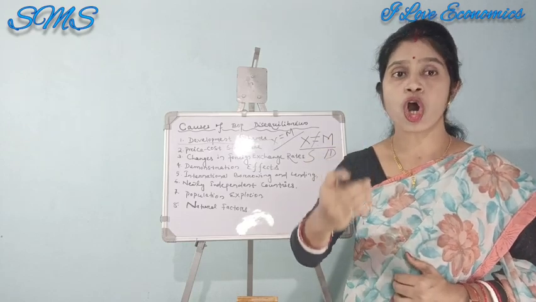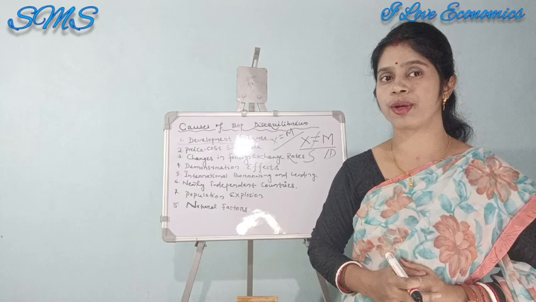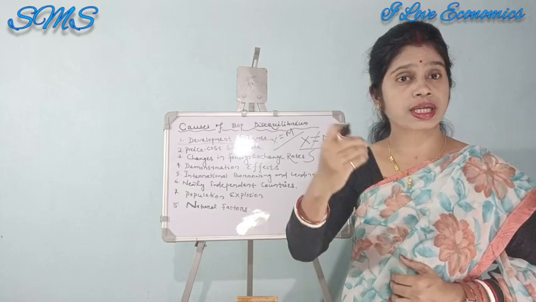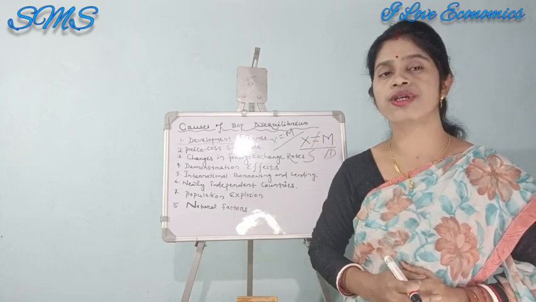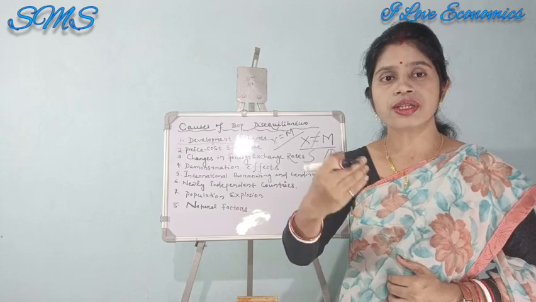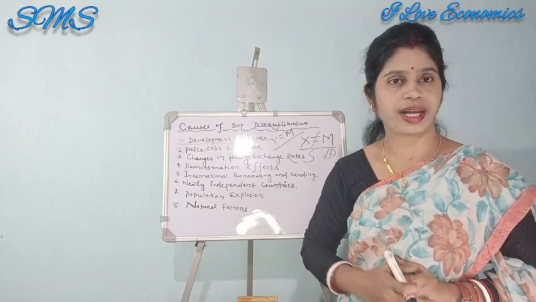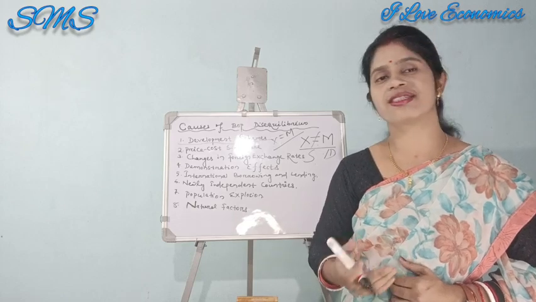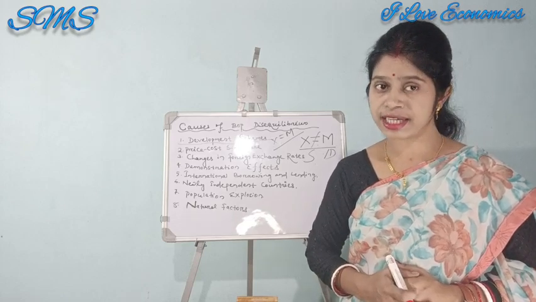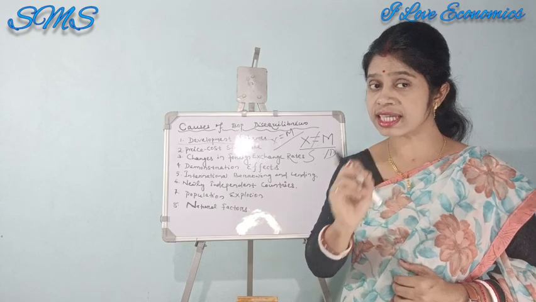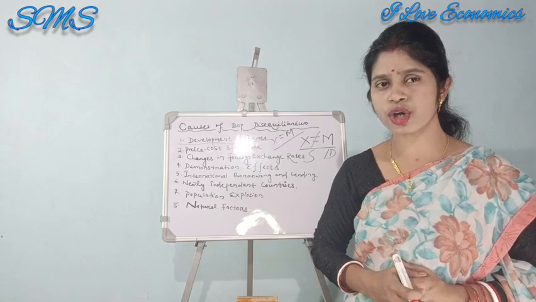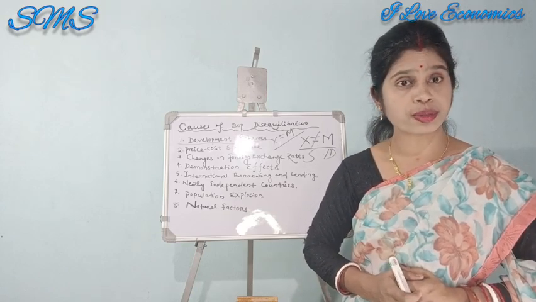When the people of the less developed or developing countries follow the consumption pattern of the developed countries, at that time their consumption rises. That means their import rises. When import is greater than export, this is known as balance of payment deficit, and this deficit balance of payment is otherwise known as disequilibrium of balance of payment.